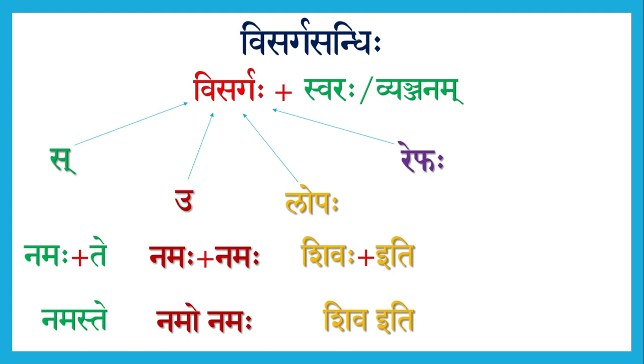The last type is repha. When we try combining guruhu plus devaha, the visarga becomes a repha. So, we finally get gurur devaha as our samasta padam. Guruhu plus devaha becomes gurur devaha.